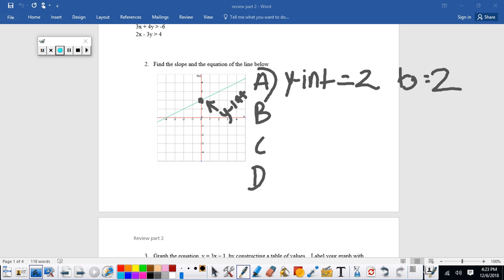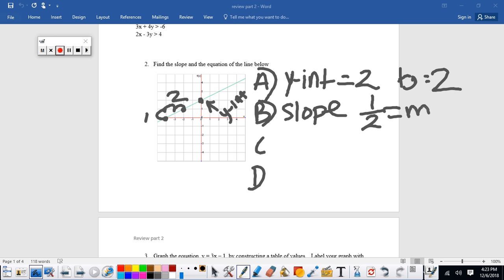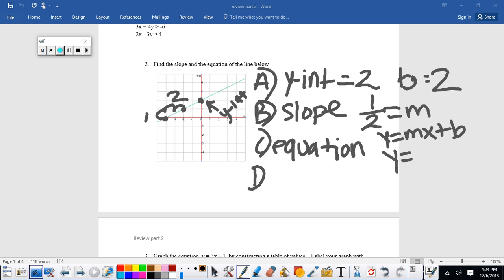And then the next thing they ask you for is the slope. So that is your rise over run. So I'm going to pick 2 points, maybe this one and that one, and I'm going to rise 1, run 2, and it's a positive line, so my slope is 1 over 2. That's my m. Next thing I need to do is write the equation. And in order to write the equation, I need to put it in slope-intercept form. y equals mx plus b. So m, I said, was 1 over 2, and then b is 2 from these answers that I just got.